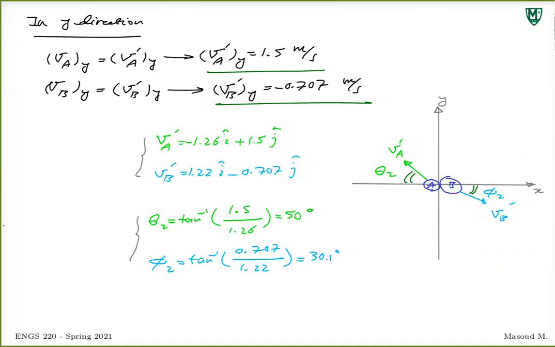Wait, so in this triangle, you're saying I have V, for instance, let's go with VB. We have VB prime X and VB prime Y. And then in the Y direction, this would be VB prime.